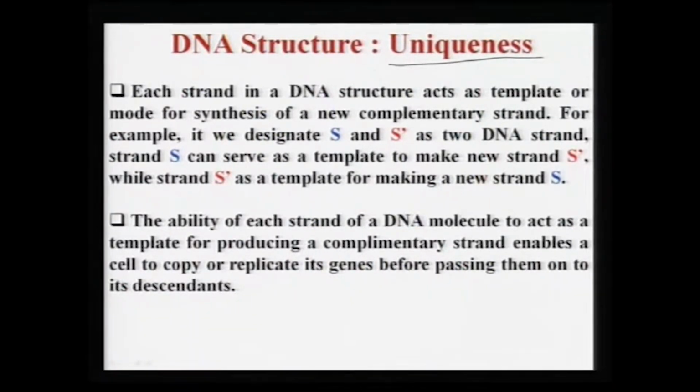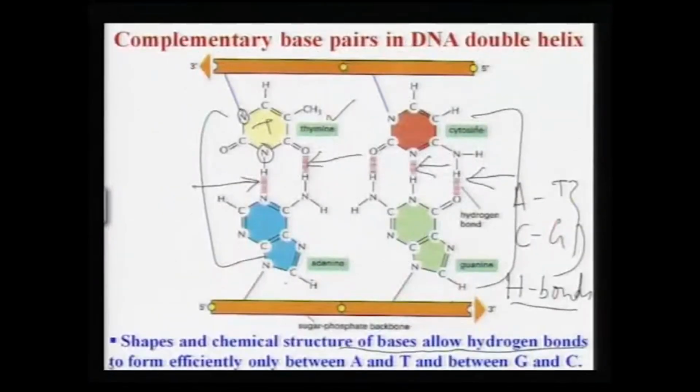For example, if we designate S and S prime as two strands, then S can serve as a template to make a new strand S prime, and S prime can serve as a template for making a new strand S. Now, let us go back and try to understand what it means. Suppose this is strand S, this is strand S prime. What it means is that the strand S has the unique property that it can make a complementary strand S prime. Similarly, S prime individually has the capability to produce a complementary strand of S.